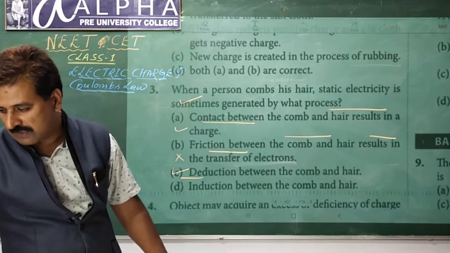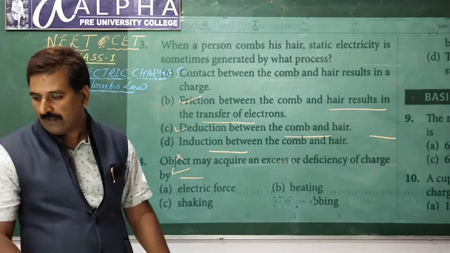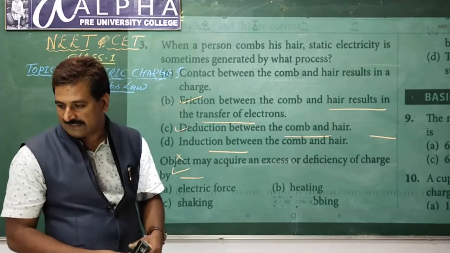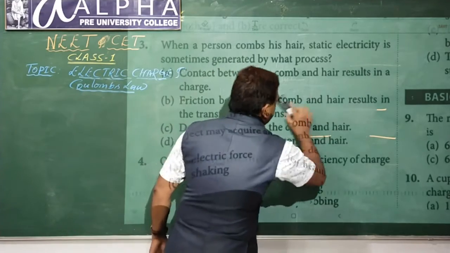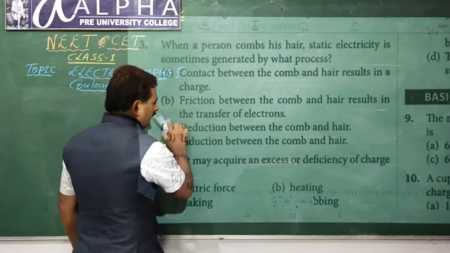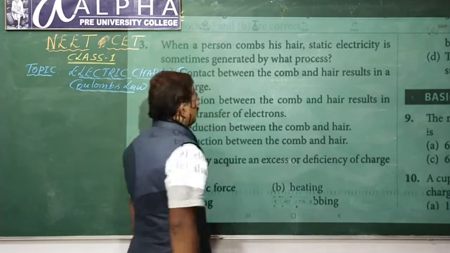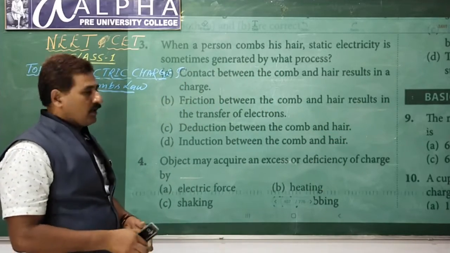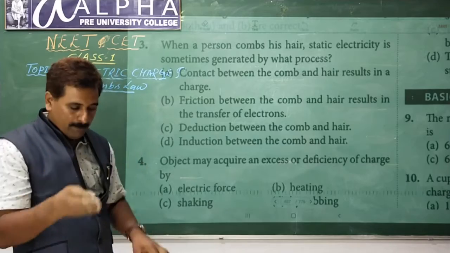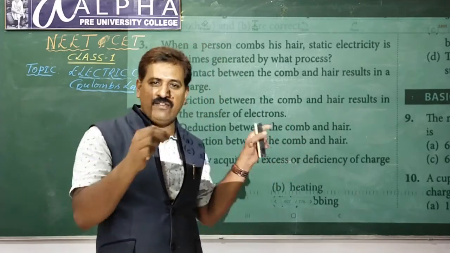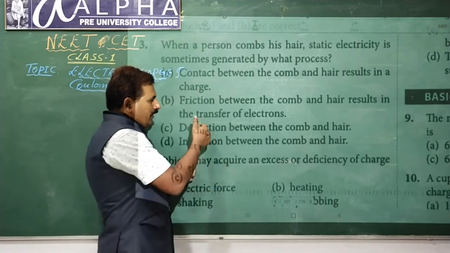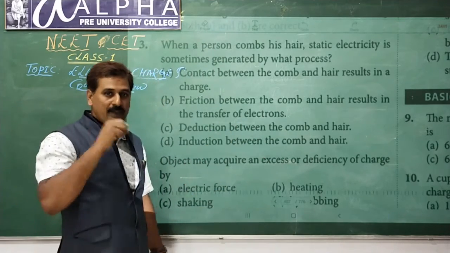What is the third question? When a person combs his hair, static electricity is sometimes generated. Static means charges at rest. What is that process called? When you rub, that process is called charging by friction. That's it. If I identify that word, the answer is done. You need not read for other possibilities.